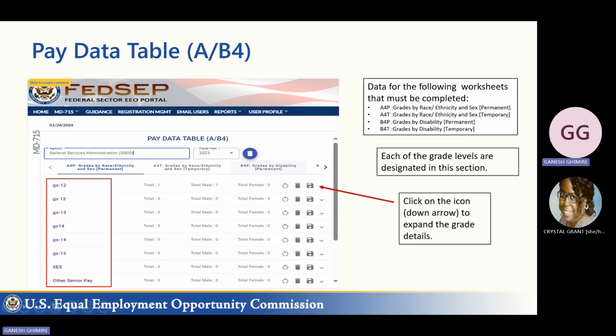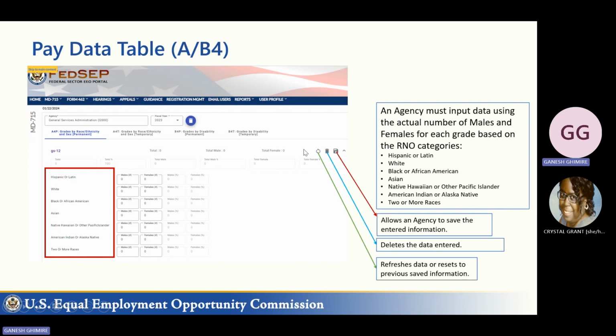On the right screen, you will see there is a drop-down menu. When clicked, it will expand the data form for the particular grade. The current screen is a screenshot of the data field that is displayed when selecting the drop-down menu. On this page, the agency can see race and ethnicity on the left, sex on the right. An agency can input the data on this page. Please remember to select the Save button as you work through each field.